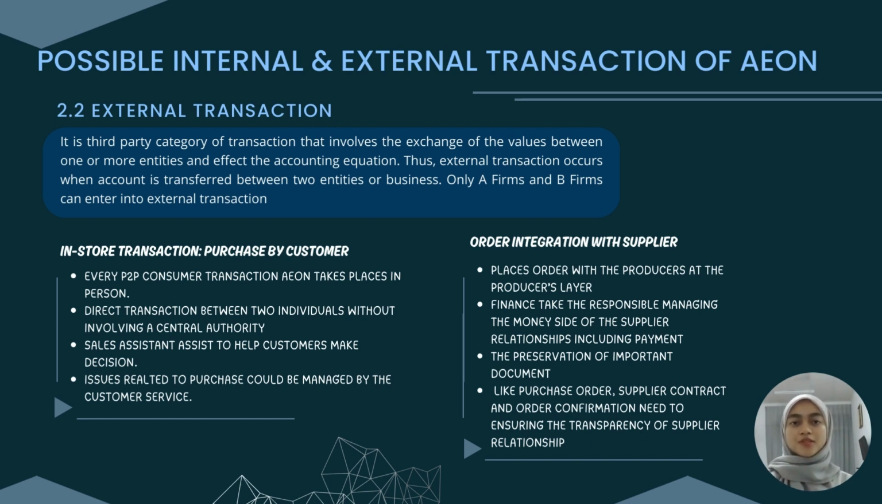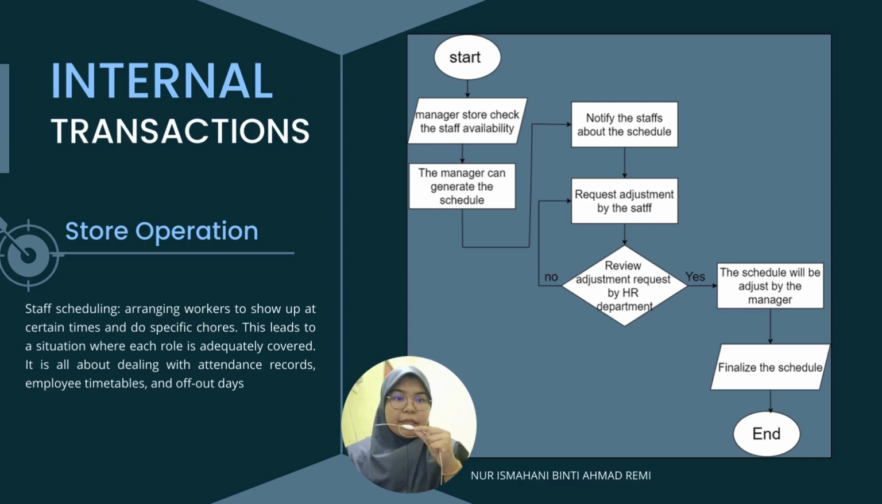Place orders with the producer at the producer's layer, either with messages using request or respond methods. Finance takes responsibility for managing the money side of the supplier relationships, including payment. The preservation of important documents, including purchase orders, supplier contracts, and order confirmations, is needed to ensure the transparency of the supplier relationship.